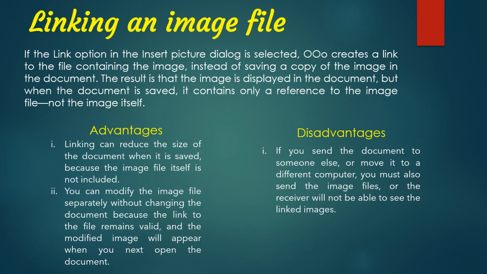Linking an image file. While inserting an image into our document, if we select the link option in the insert picture dialog box, OpenOffice creates a link between the image and the file containing the image instead of saving a copy of the image in the document. As a result, the image is displayed in the document, but when the document is saved, it contains only a reference to the image, not the image itself. It has some advantages and disadvantages also.